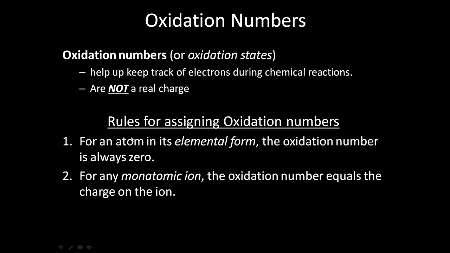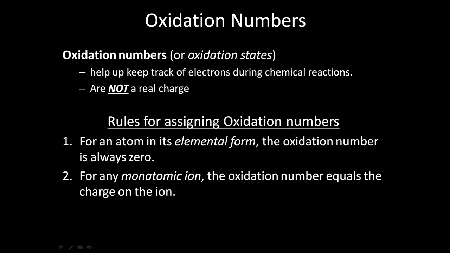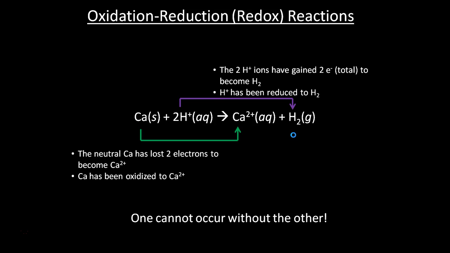Moving into a couple of rules for oxidation numbers. For an atom in its elemental form, this is rule number 1, probably the most important rule, the oxidation number is always 0. Going back to the last example, since this is the elemental form for hydrogen, the oxidation number on those hydrogens would be 0. For any monatomic ion, the oxidation number equals the charge on that ion. Going back to our example again, this is a monatomic ion, so the oxidation number is equal to the charge on that ion, which would be +2.